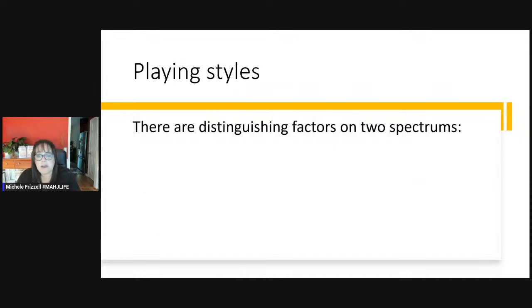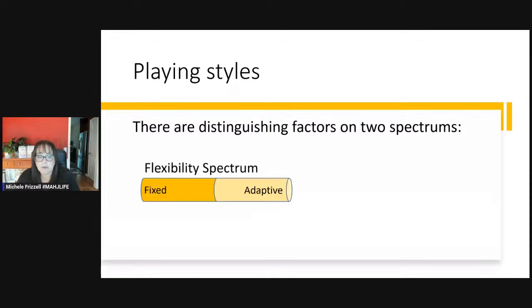There are distinguishing factors on two spectrums. The first is the flexibility spectrum. This is where you play with either a fixed approach to the game or an adaptive approach to the game. And there can be varying degrees between one and the other. So, for example, if you are a person who typically gets their dealt hand and sees a hand right away and targets that particular hand and gathers for that hand, that is a fixed style of play.